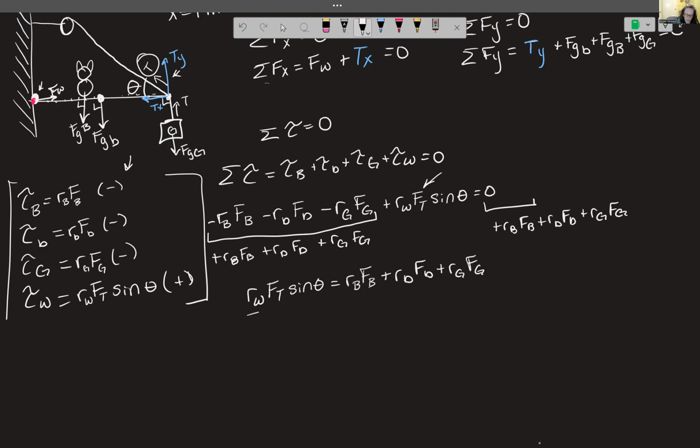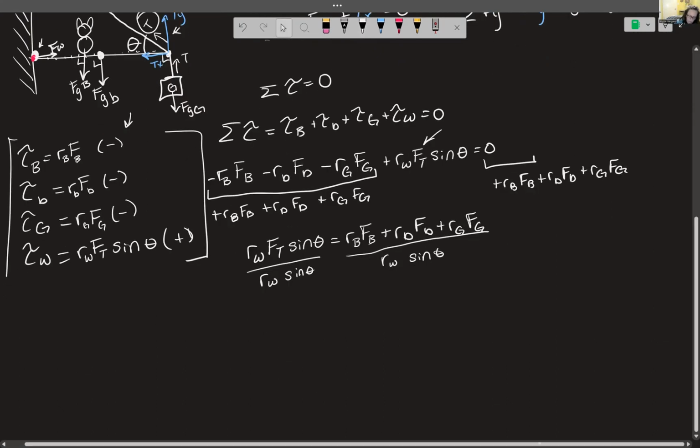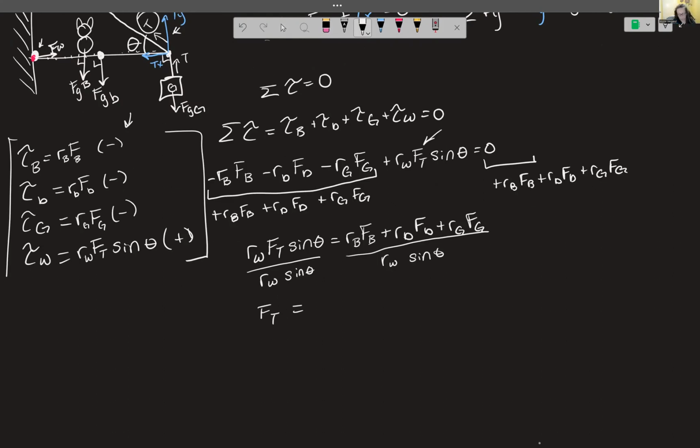Now I need to get tension by itself, so I'm going to divide both sides by R of the wire sine theta. This is going to give me that my force of tension will be equal to, this is a mess of stuff, RBFB plus R little b F little b plus R my goodies times the force of my goodies divided by the distance to the wire sine of theta.